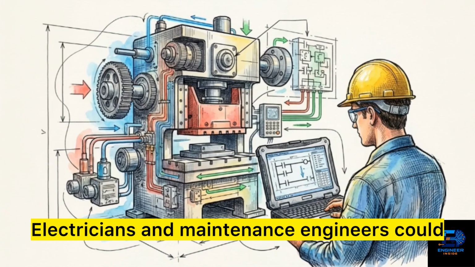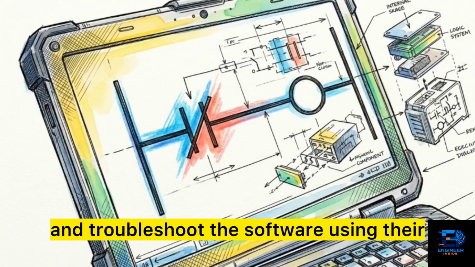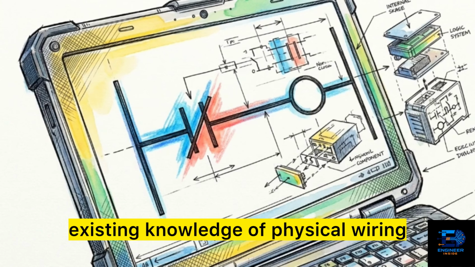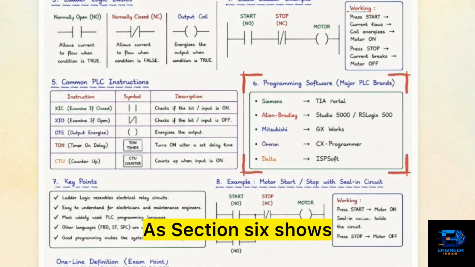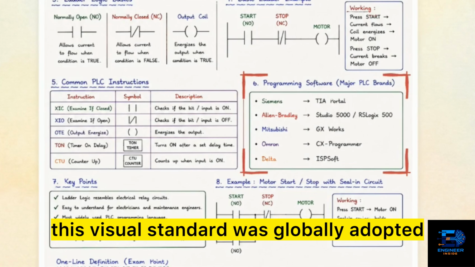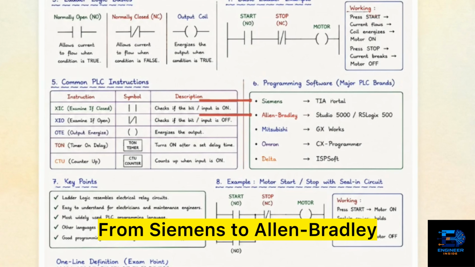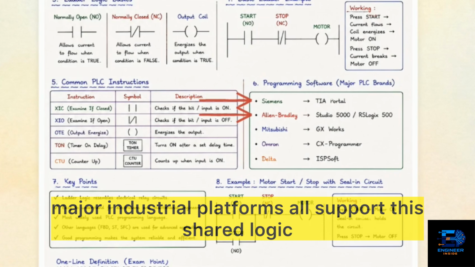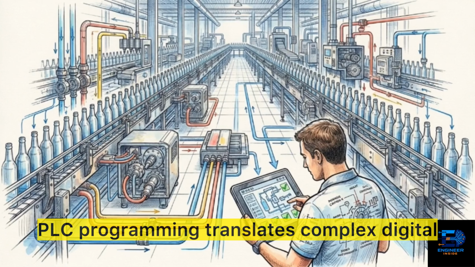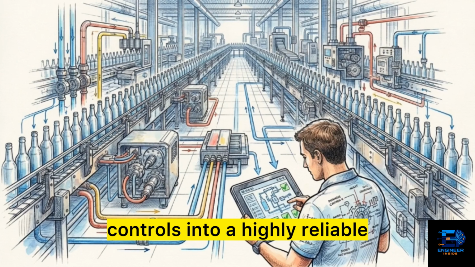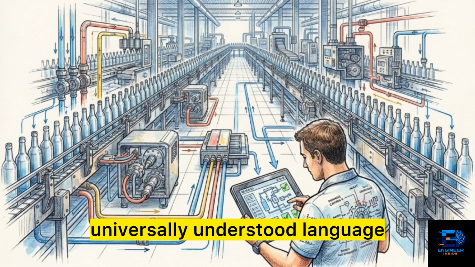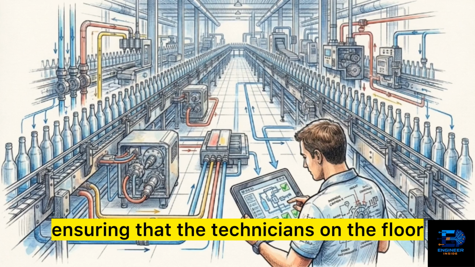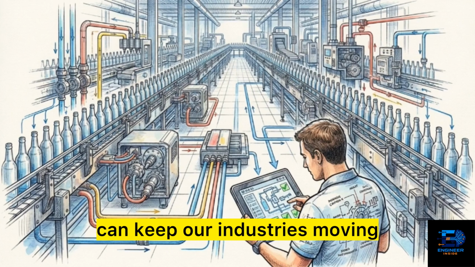Electricians and maintenance engineers could immediately look at a screen and troubleshoot the software using their existing knowledge of physical wiring. As Section 6 shows, this visual standard was globally adopted. From Siemens to Allen Bradley, major industrial platforms all support this shared logic. PLC programming translates complex digital controls into a highly reliable, universally understood language, ensuring that the technicians on the floor can keep our industries moving.